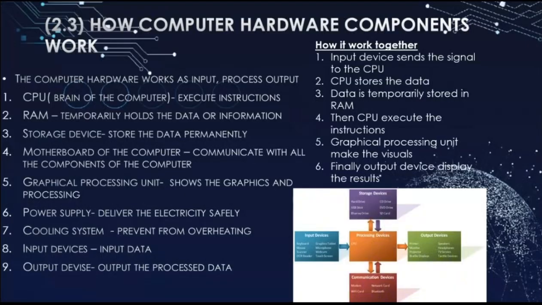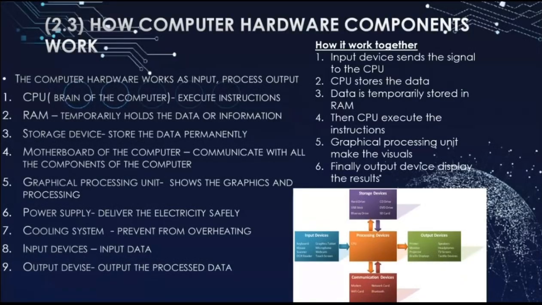How does computer hardware work? It basically works as input, process and output. The CPU, which is considered the brain of the computer, executes the instructions. The RAM temporarily holds the data or information. The storage devices store the data permanently, and the motherboard of the computer communicates with all the components of the computer. The graphical processing unit shows the graphics and processing. The power supply delivers the electricity safely. The cooling system prevents overheating, and input-output devices input the data and process the information.